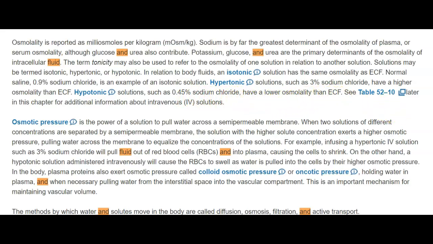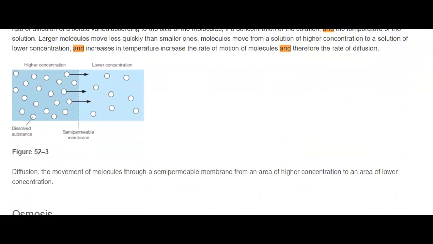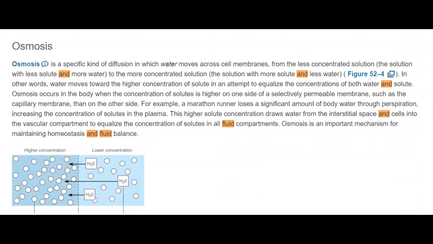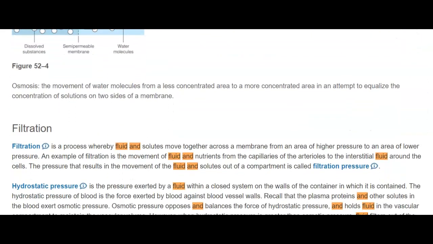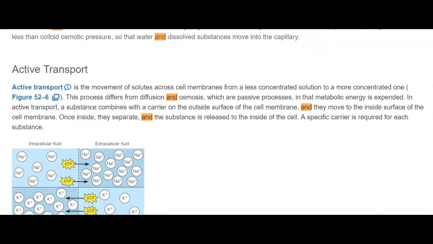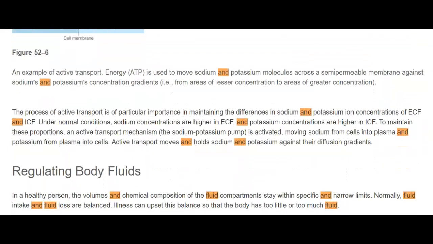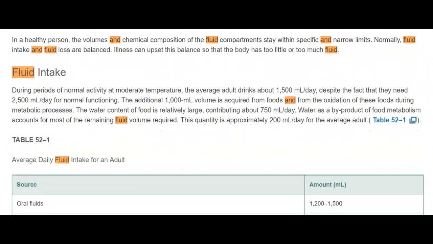There's a table on 52-10. I'm not sure if I'll be able to show you that really quickly. I'm just going to scroll through this so you can see the osmosis. This was all taught earlier. So if you want to just review, I'm sure you know this, the transport, active transport. But if you want to review, it's all here in your book.